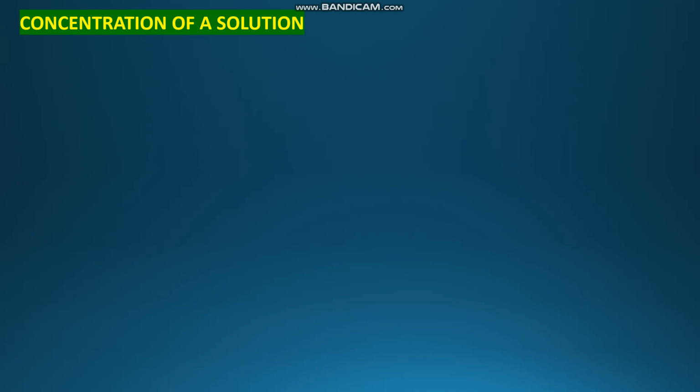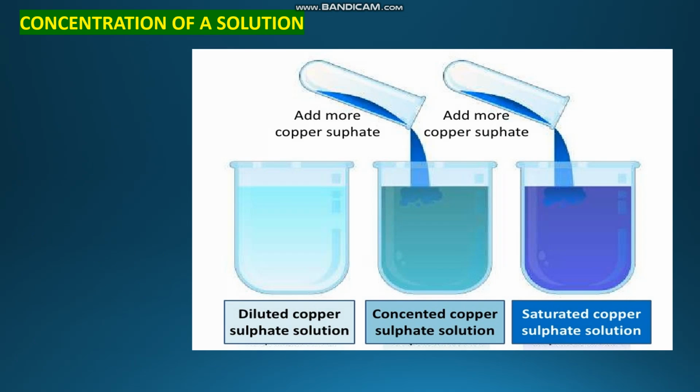Let us see what is meant by concentration of a solution. So here you can see three beakers in which equal amount of water is taken and we are adding copper sulfate to this. You know the color of copper sulfate is blue. To the first beaker we have added 1 spatula of copper sulfate. To the second beaker 2 spatula of copper sulfate and the third beaker we have added more copper sulfate.